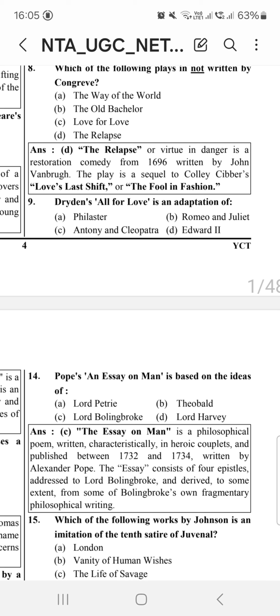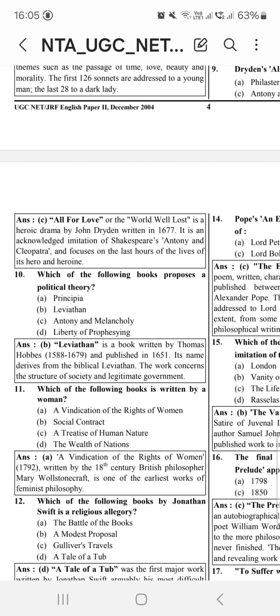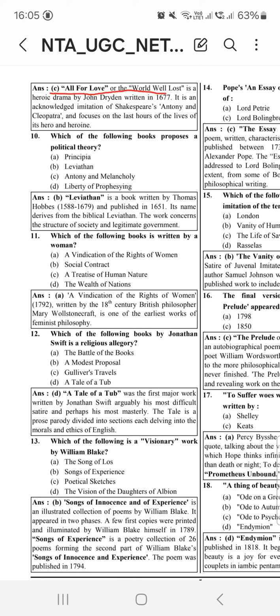Question 9th, Dryden's All for Love is an adaptation of. The answer is C part, that is Antony and Cleopatra. Question 10th, which of the following books proposes a political theory? Answer is Leviathan. Leviathan is a book written by Thomas Hobbes and published in 1651, and its name derives from the biblical Leviathan. The work concerns the structure of society and legitimate government.